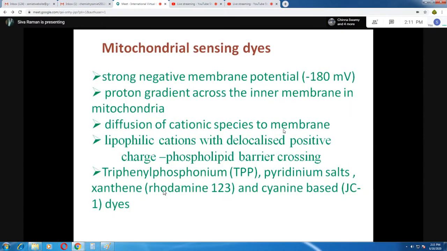Why is the mitochondrial membrane negatively charged? Because of the proton gradient, inside. We already talked about the inner membrane of the mitochondria. The internal membrane of the mitochondria consists of protons, the proton gradient, which is caused by the negative membrane potential of the mitochondria.